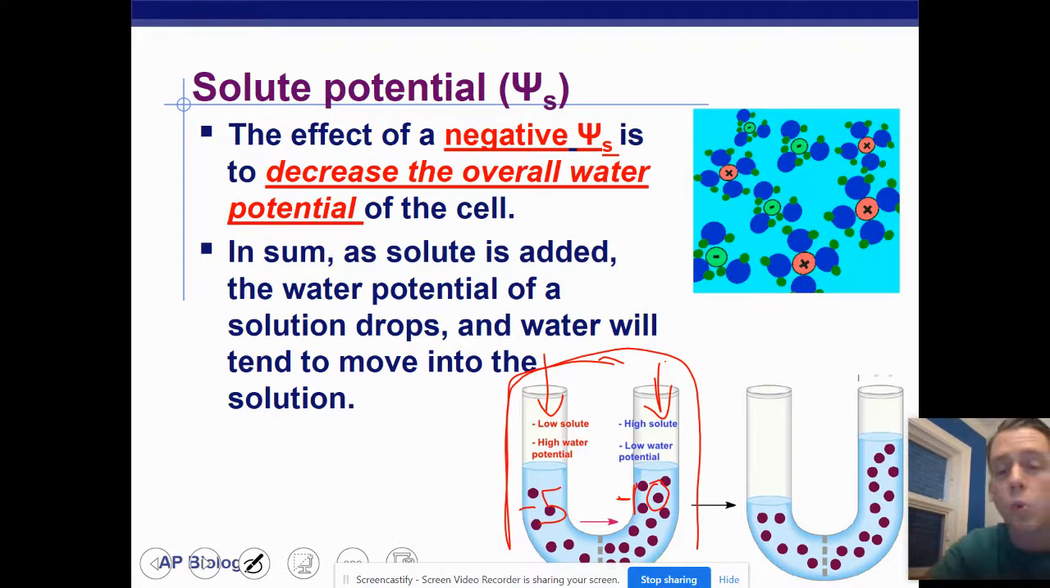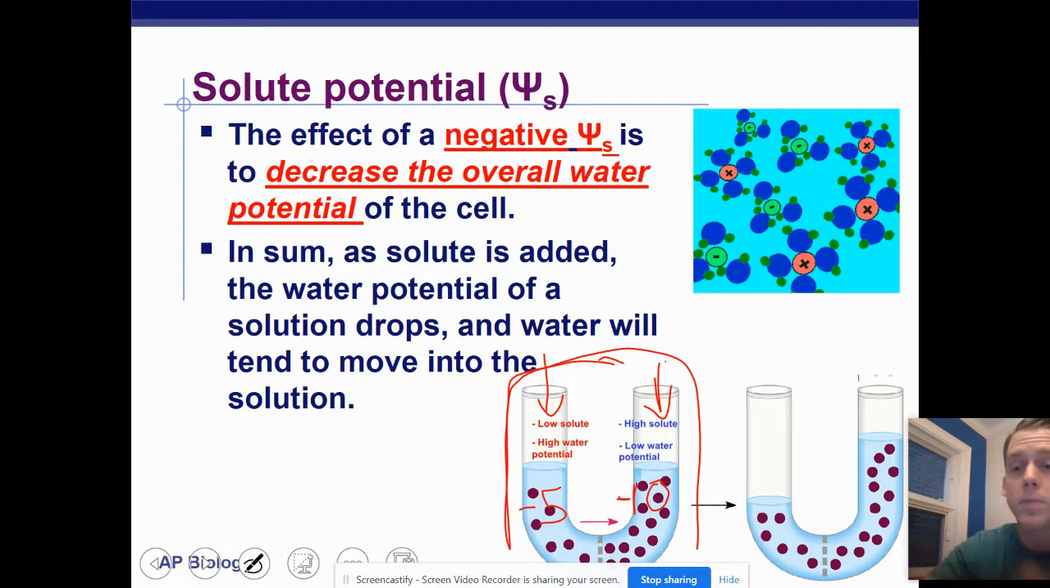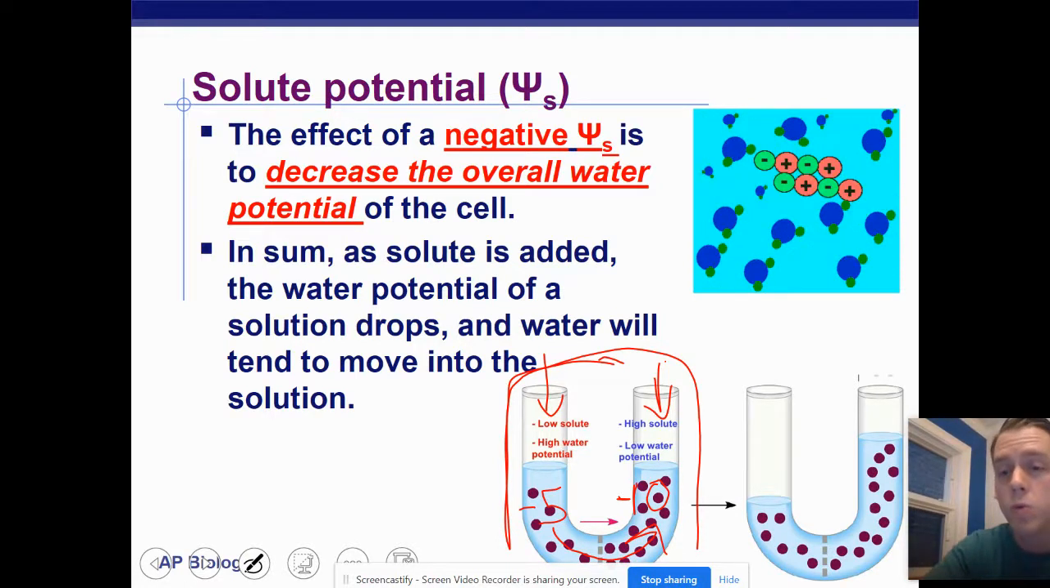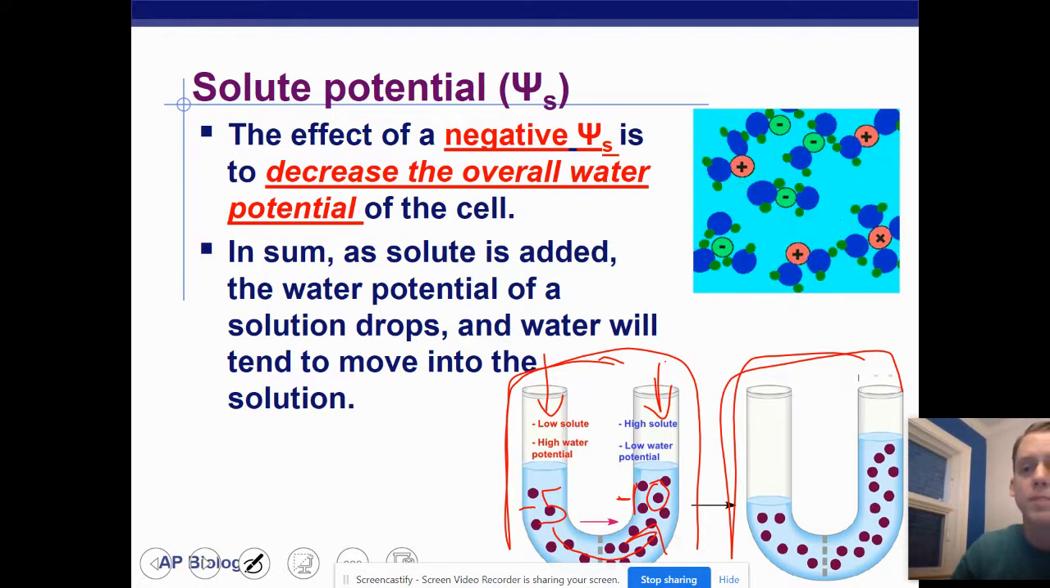All right. So water potential moves from high to low. So the bigger number is negative 5. The smaller number is negative 10. So the water is going to move to the right. And that is what we see happening over here.